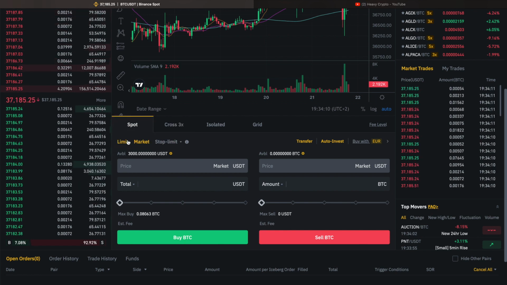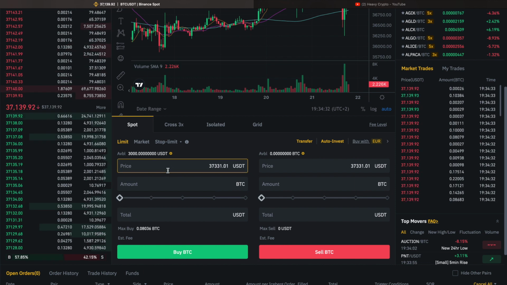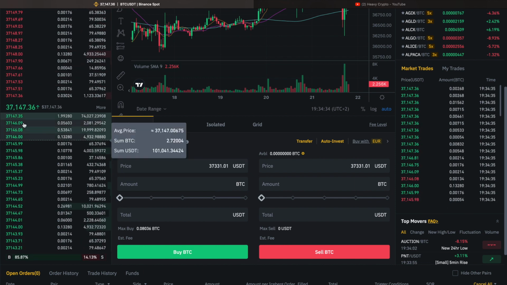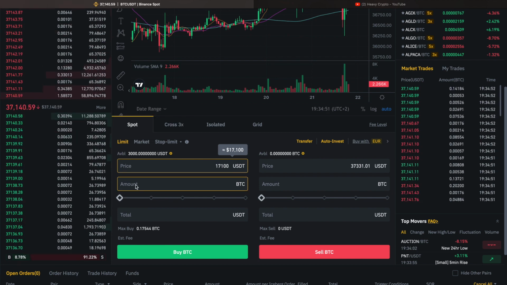As I always recommend, use limit orders because you're gonna save on transaction fees. If you use market right here, you pay a little bit of fees because you are taking from the market and your order gets filled immediately. So right now, for example, if I want to buy Bitcoin at 37,100, I'm gonna put the price right here, 37,100. I want to buy Bitcoin when the price of Bitcoin reaches 37,100, and right here I have to put the amount of Bitcoin, or I can simply scroll this, right?